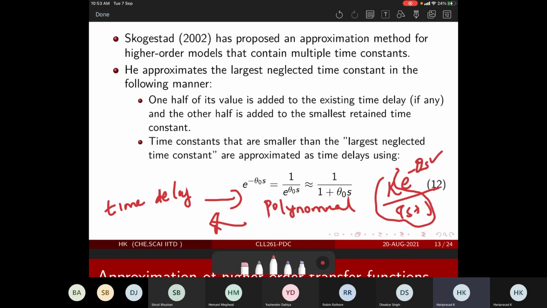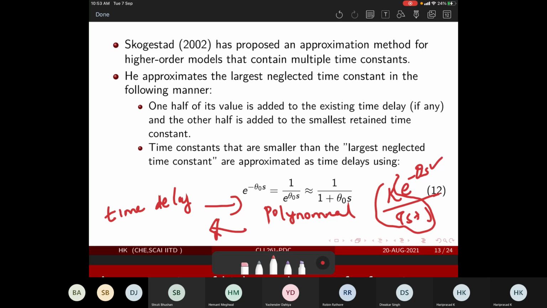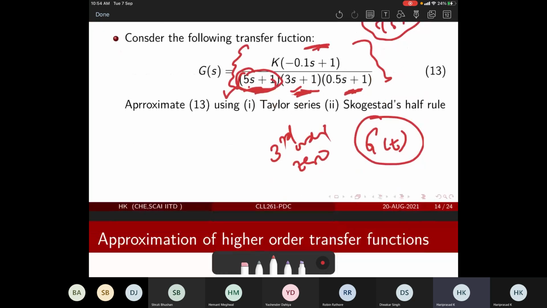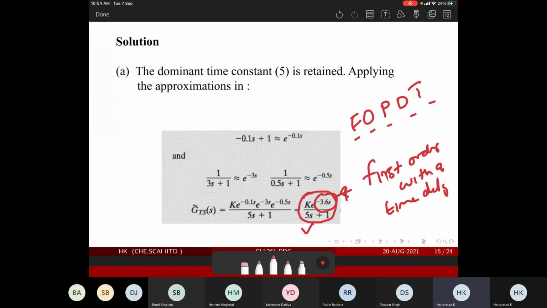So he was of the opinion as follows. If there is a largest neglected time constant, okay, half the value of that is added to the time delay if there is any, and the other half is added to the smallest retained time constant. The time constants that are smaller than the largest neglected time constant are approximated as time delays using this particular term, because now the polynomials can be approximated as a time delay. So if there is theta, you should be able to write them as e raised to minus theta s.